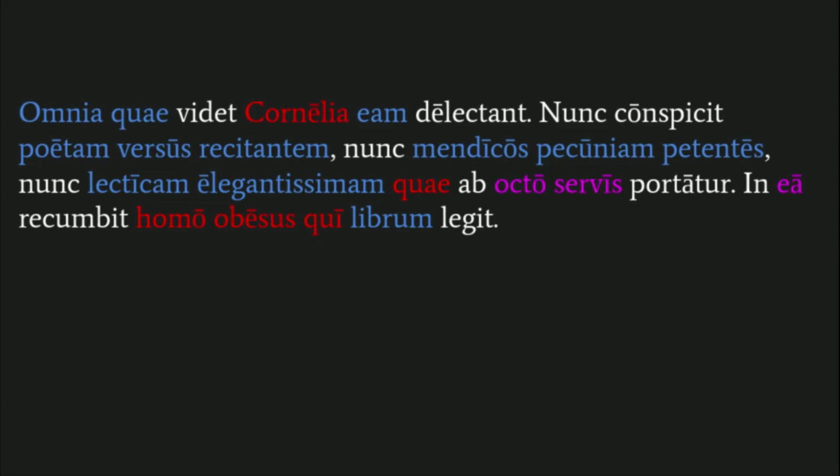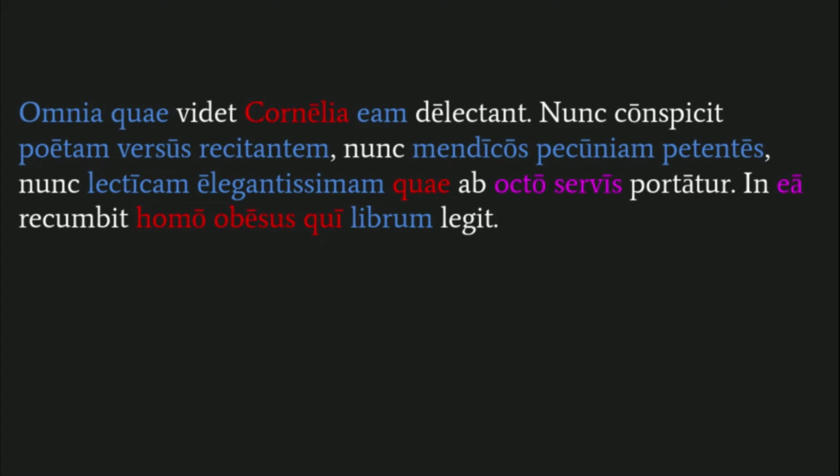So now she sees this. Nunc here, you can translate it now or then. It's just describing the sequence of what she sees. So now she catches sight of the poet reciting verses. Now she catches sight of, is the implied verb, the mendicos, the beggars, petentes pecuniam, looking for money. And now she catches sight of, again the implied verb here, a lecticam elegantissimam, the most beautiful, most elegant lectica, that litter that wealthy Romans would be carried in.